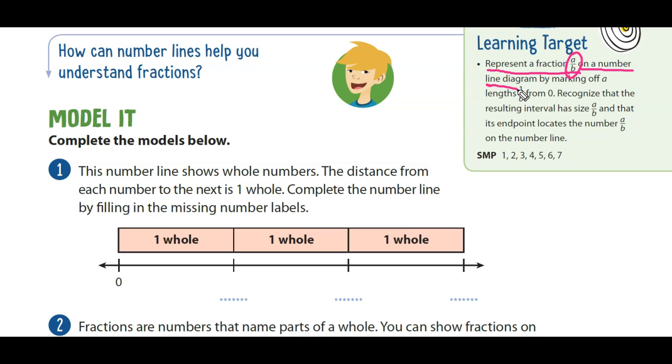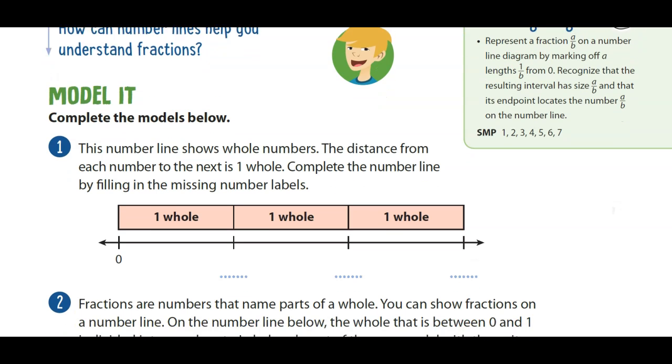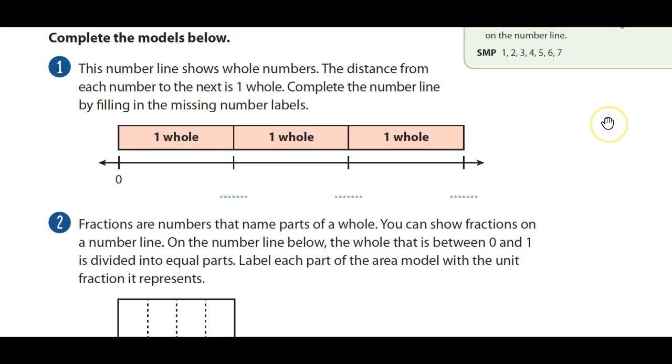Okay, I'm going to show you something like this. Quick question here. How's this number line divided? Jack? With one whole? Yeah, wholes, right? Do we have any fractions on this yet? No. It says this number line shows whole numbers. 1, 2, 3, whole numbers. Not a fraction. So you won't see anything like this.